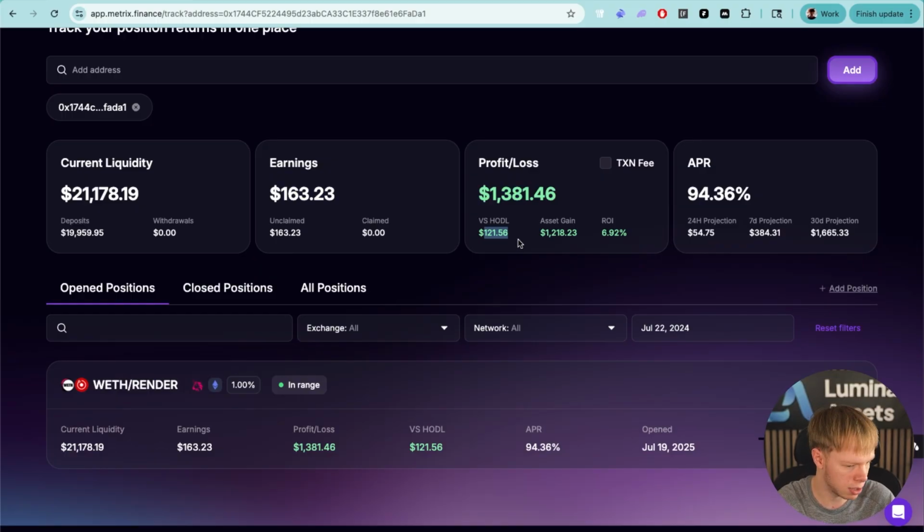And then later on when we dive into this, we can compare it to ETH. It shows you your asset gain, your return on investment. It shows you your APR, and then a 24-hour, 7-day, and 30-day projection.